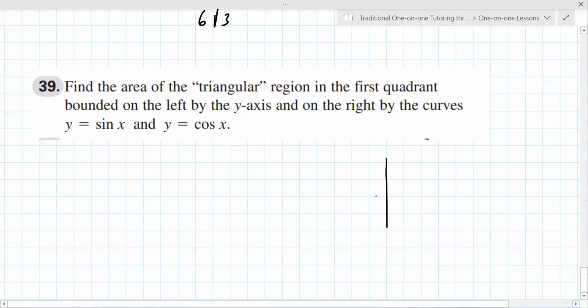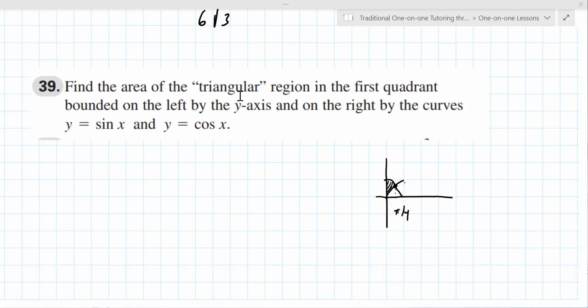So without doing a real fancy graph here, we know that sine goes up like that, and cosine starts high and goes down like that. So there's this point where they intersect, and that is pi over 4. And I guess that's what it's referring to, this region right here. I don't know why they would call it a triangular region. I'm just graphing it here to verify that I'm not losing it. Yeah, I mean, that's what it is.